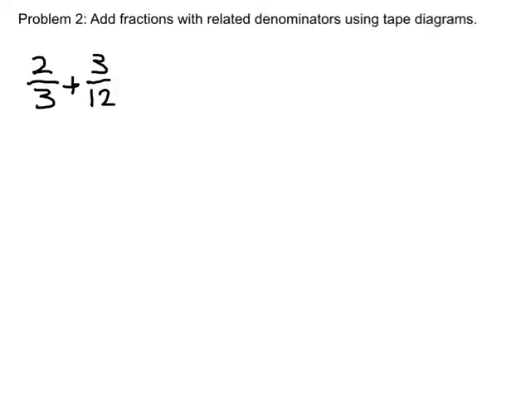All right, our next problem, we're going to add fractions with related denominators using a tape diagram again. As we look back to the previous problem with bananas and oranges, what do these two have in common when I look at their denominators? I'm going to look at 3, then I can turn that 3 into a 12, and we're going to show that using a tape diagram right now. So first I'm going to draw 2/3 in a tape diagram.